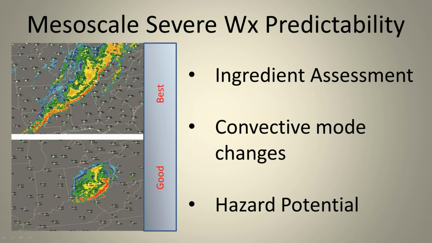The models are pretty good at forecasting convective mode on a meso alpha scale, and it's good a lot of times with being able to predict convective mode changes on the beta scale, but not perfect. It's not going to be able to tell you exactly, for example, if you're going to have a QLCS structure. So that's where you have to apply really good mesoanalysis to be able to correctly anticipate hazard potential.